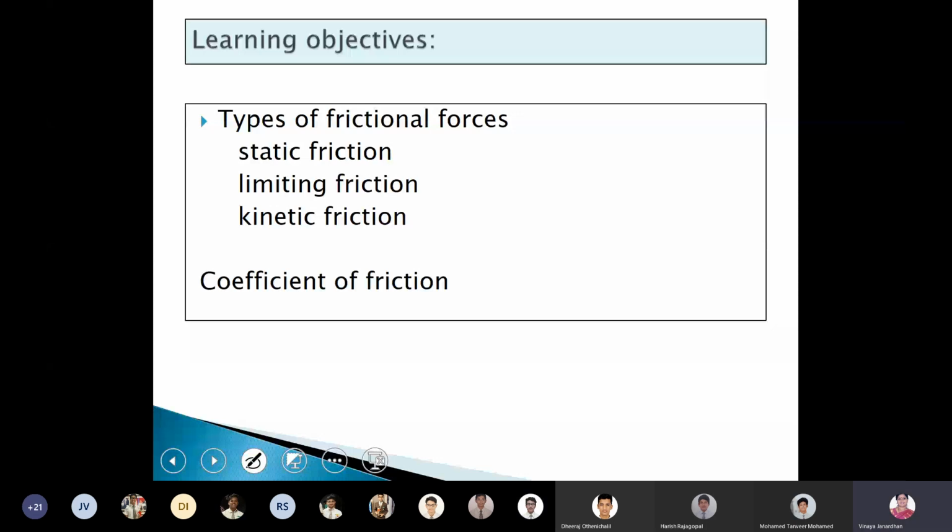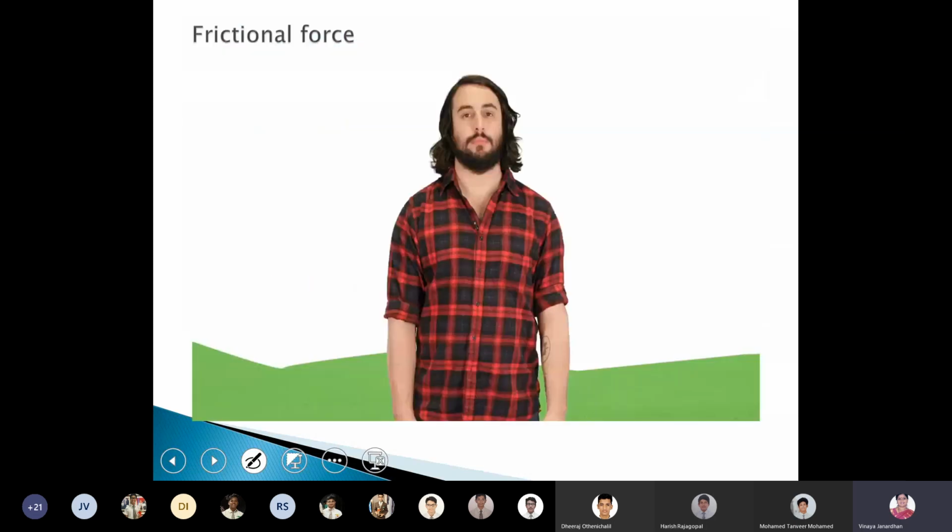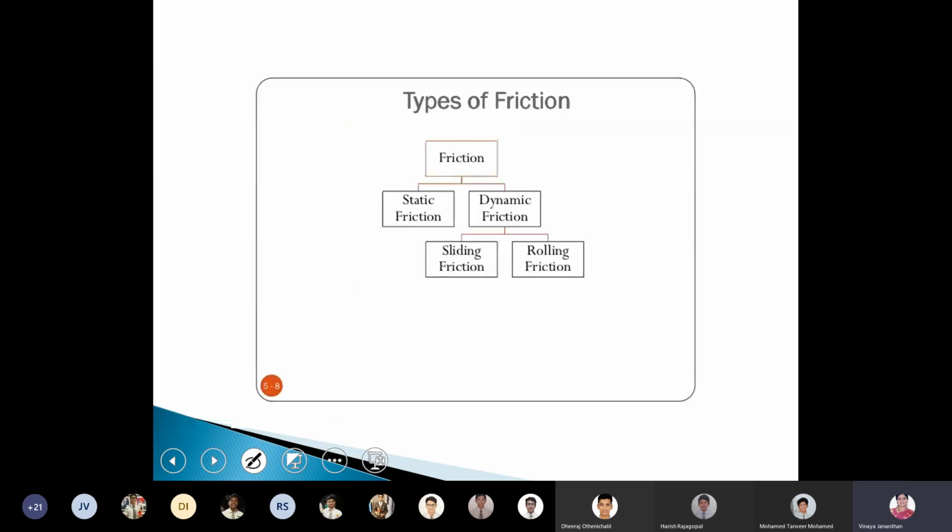Types of frictional forces. You have three types of frictional forces. One is static friction. Limiting friction belongs to static friction only, because the maximum value a static friction can take is what we call limiting friction. Basically, we divide frictional force into static friction and dynamic friction.